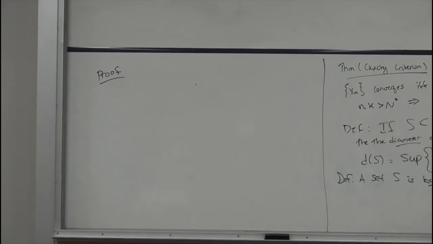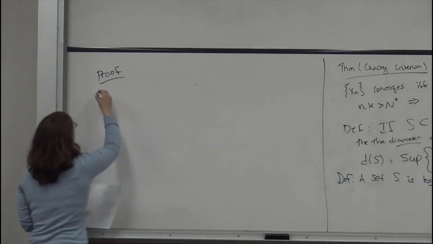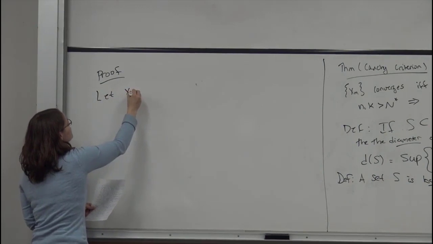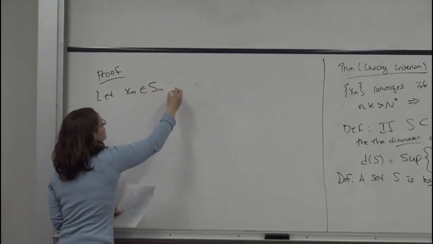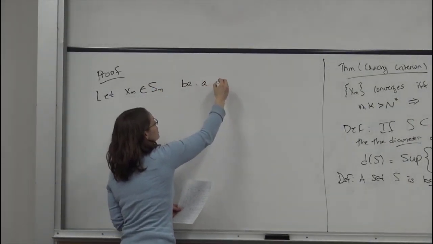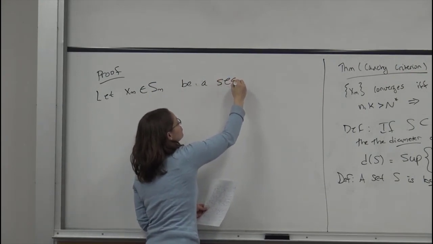So what I'm going to do is create a sequence of points here. I'm going to have a point x1 that lives in my first set, a point x2 that lives in my second set, and pick a point x3 that lives in my third set. And what I'm going to argue is that these points converge to a limit, and that the limit lives inside all of these sets. Okay, so let xm, contained in Sm, be a sequence of vectors in Rn.